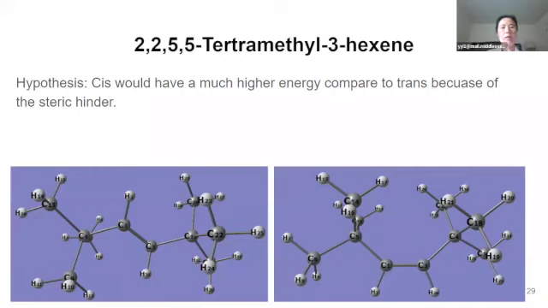So the second molecule I studied is tetramethylhexane. The hypothesis is the cis would have a much higher energy compared to trans because of the steric effect. If we look at the molecule, we can see both of the molecules are very crowded because of the methyl group impact. However, because the double bond is between C1 and C3, the trans isomer does have more space. And for the cis, the groups are adjacent, they are very crowded, and they have a stronger repulsion to each other.